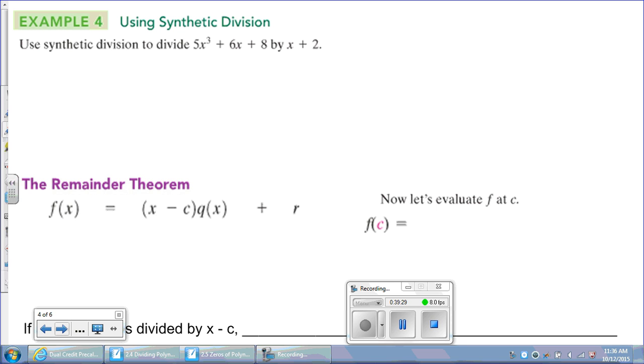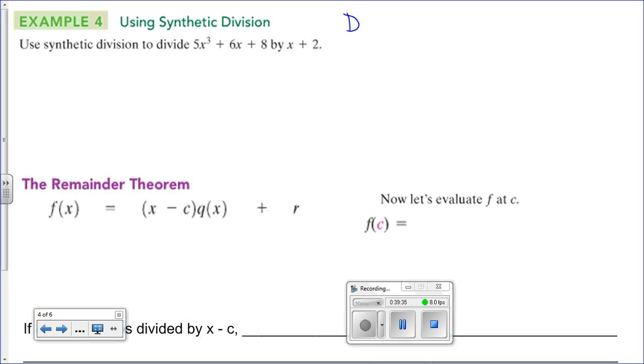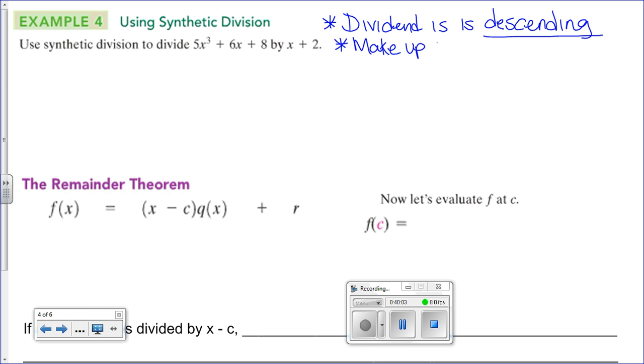Okay, one very important thing with synthetic division, you have to make sure that your dividend is in descending order. Remember, we talk about that word. We start with the greatest power, and then we go down. So the last term should be the constant. Now, another very important thing to consider is that you need to make up with zeros for any missing term.